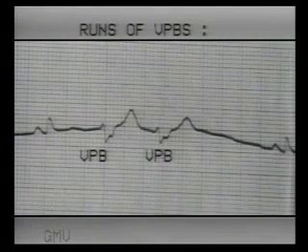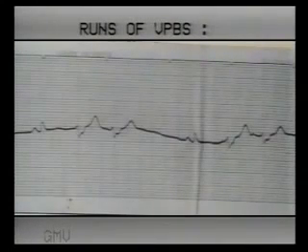This ECG shows one normal beat followed by 2 ventricular premature beats. When ventricular premature beats run in groups of 2s or more, it is also a grave sign. Note the runs of ventricular premature beats.